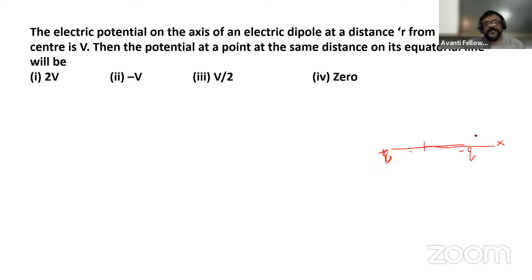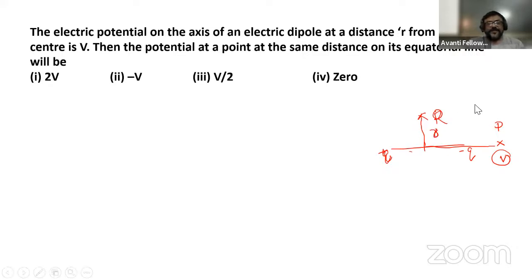Somebody has put the answer. We have a point P, and at this point the potential will be V. So you are asked to find the potential at a point at the same distance on the equatorial line. Let me name this point capital R. What will be the potential at this point, which is at a distance R from the center?